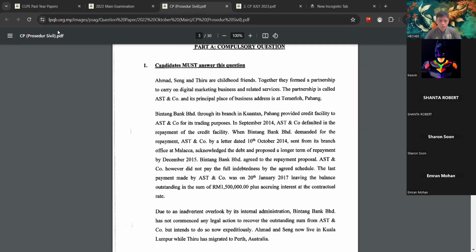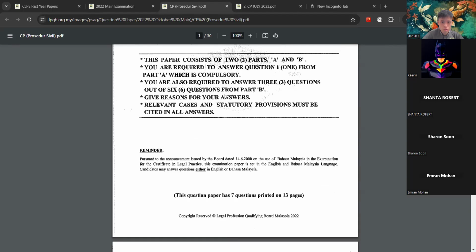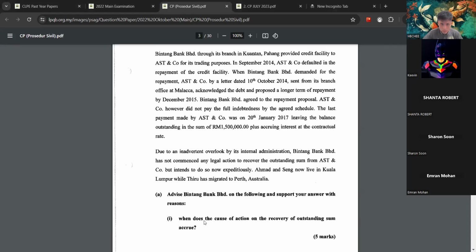Okay, now we come to this 2022 compulsory question. I will be speeding up a bit. Advise Bintang Bank on the following. The first thing is, when does the course of action for the recovery of the outstanding sum accrue?